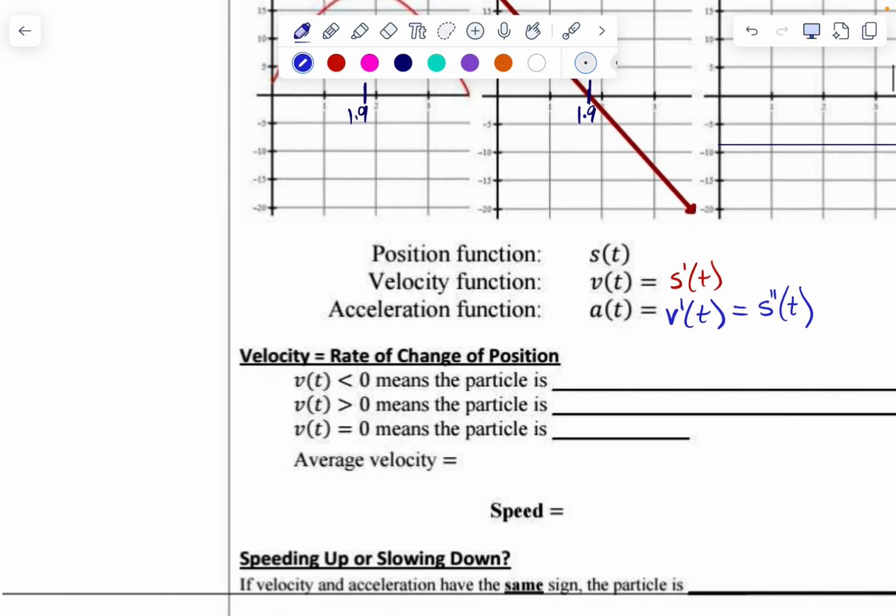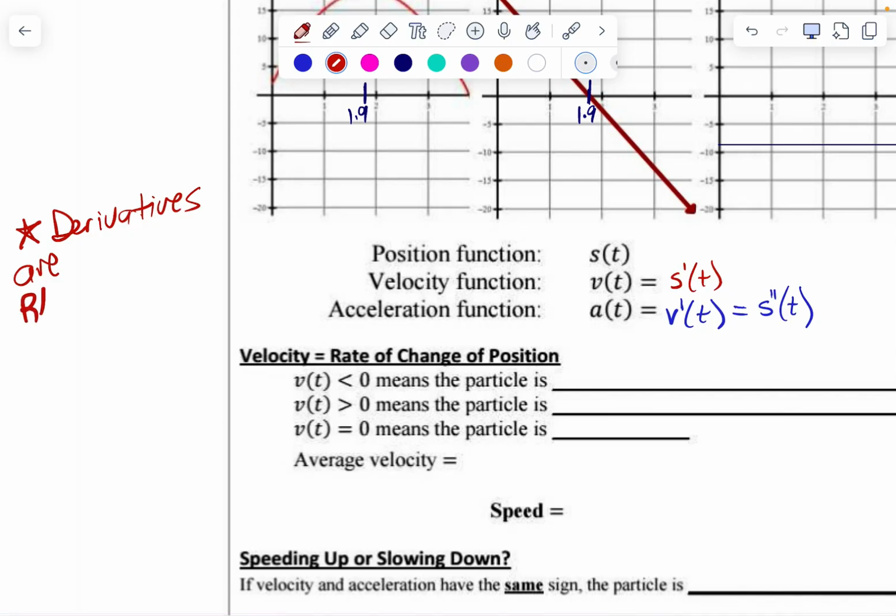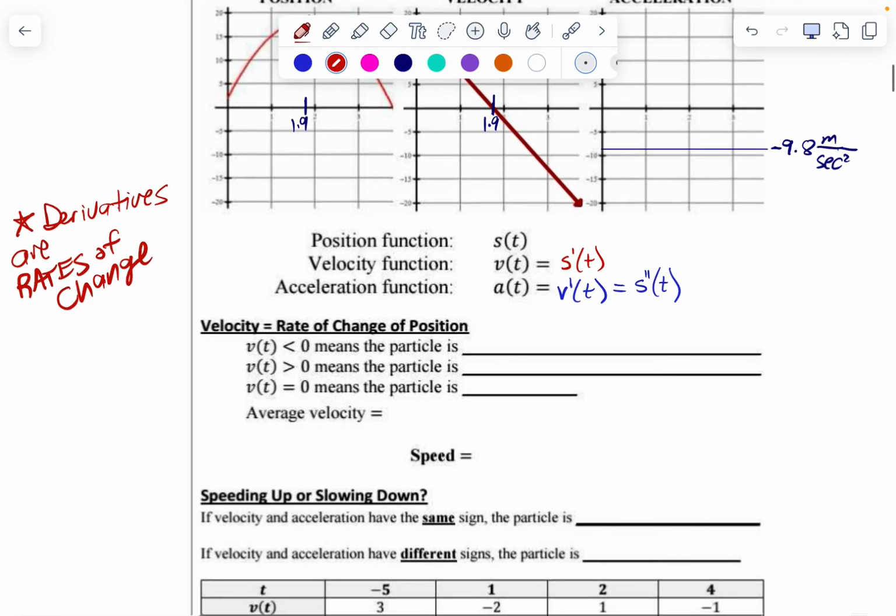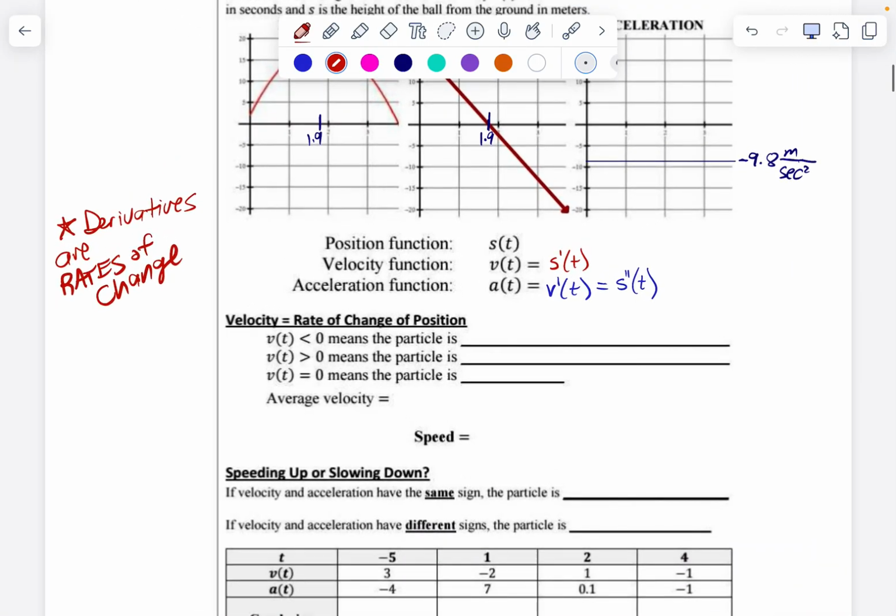I guess before we continue, I should have had you do this a second ago. But anytime you take a derivative, they are rates of change. So something per something, right? We have to have a double name unit for rates of change, like miles per hour. Sorry that it's not fitting on there. There we go.